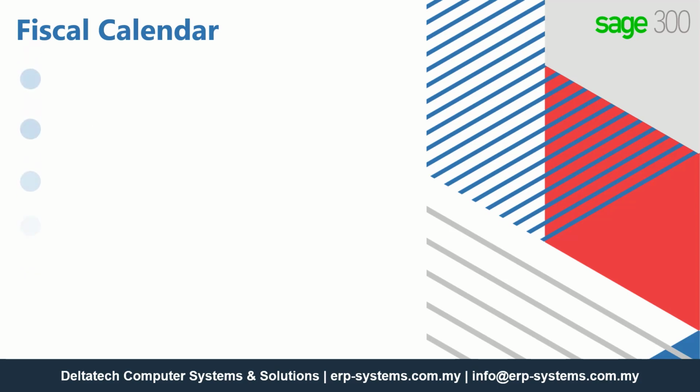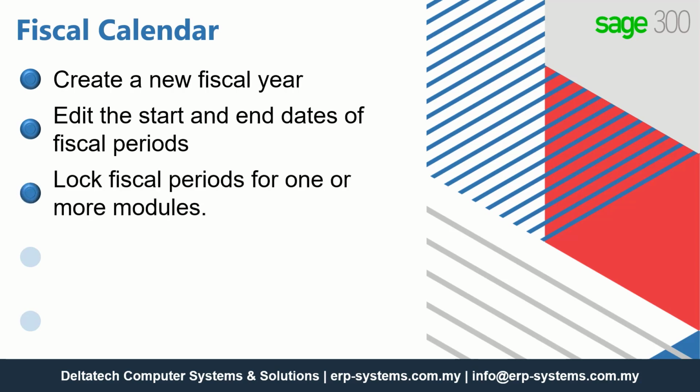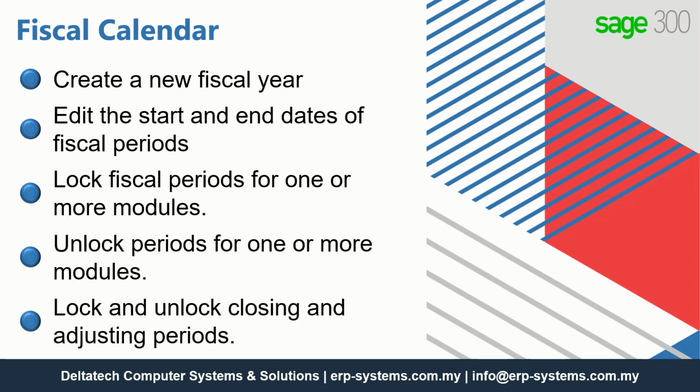In the Fiscal Calendar screen, you can create a new fiscal year for your company, edit the start and end dates of fiscal periods to match the dates your company uses, lock fiscal periods for one or more modules to prevent accidental posting, unlock periods for one or more modules to allow posting to the periods, and separately lock and unlock closing and adjusting periods for year-end processing.